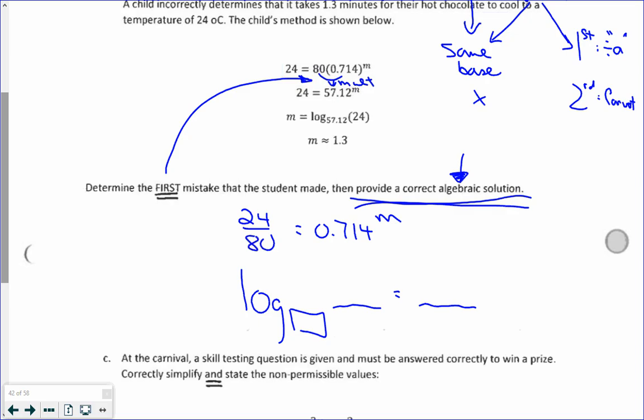So remember, this is your base, power of, is. So your base is whatever has the exponent attached. So you have got 0.714. So 0.714 to the power of m is 24 over 80.